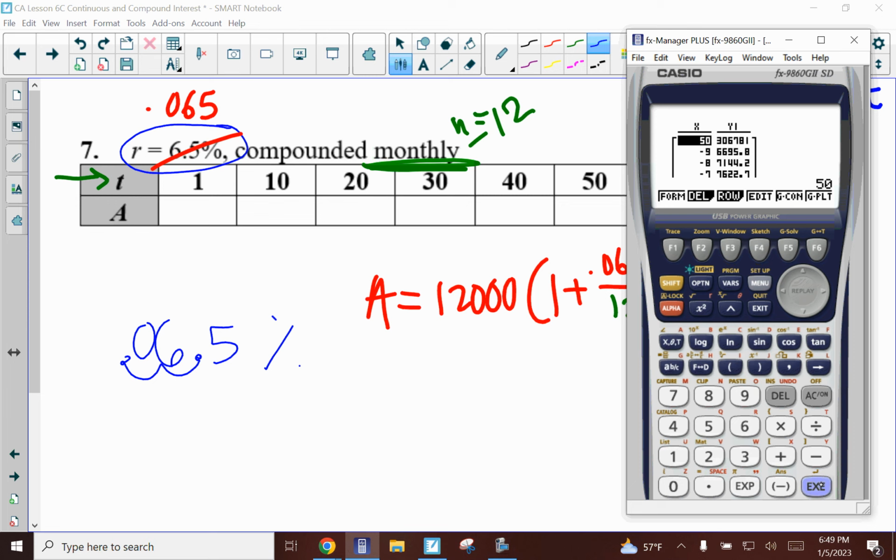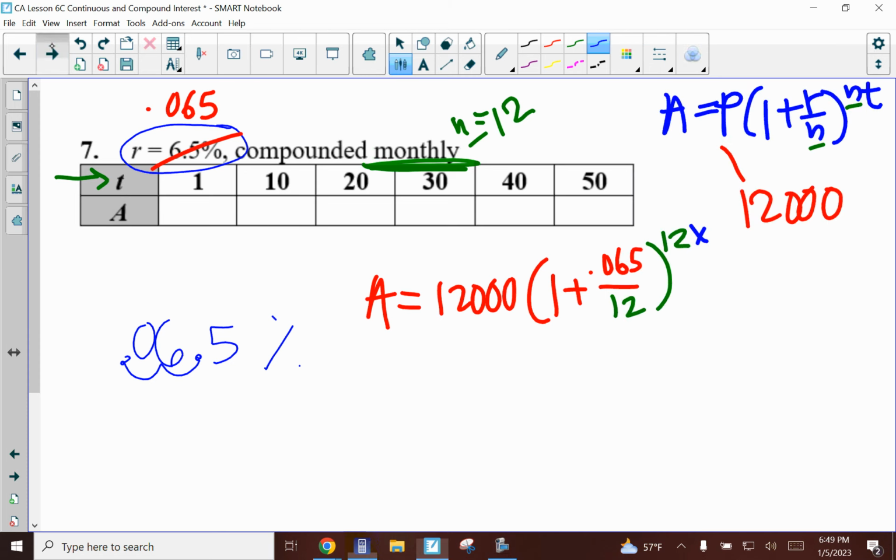$306,781. Again, guys, the key is the money grows. The longer you put it in, the faster the money grows. So with that, you should be able to do number 8. Okay, so now number 9.